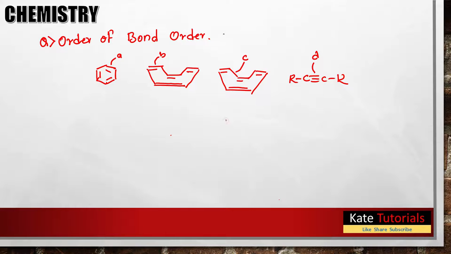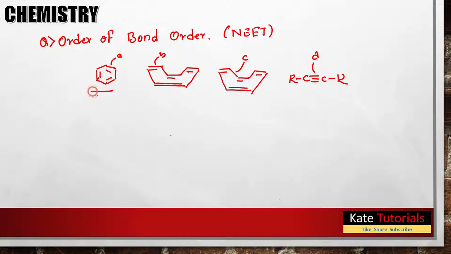This is a question asked in NEET. They have asked about the given molecules A, B, C, D, the order of bond order. Whose bond length is more and whose bond length is less, that we have to tell. So let us solve this.